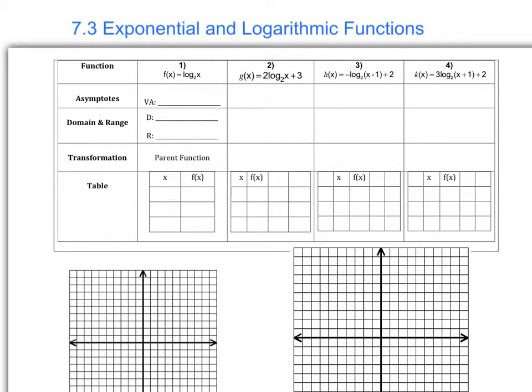Today we'll be working on lesson 7.3, exponential and logarithmic functions. Now to glue this in your notebook, you just glue it just like 7.1 and 7.2. So let's go ahead and start on number 1.